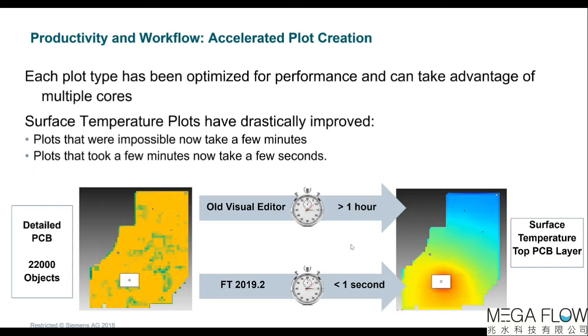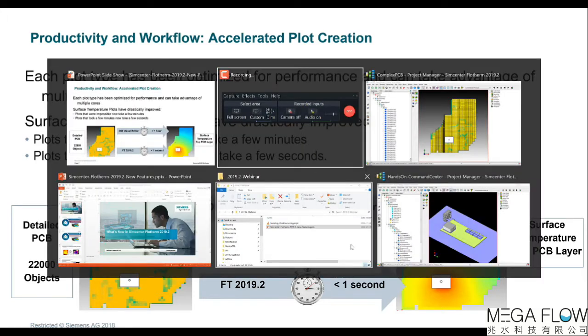The example that I have on screen is probably the best performance improvement that we've observed so far. What we're looking at is a Flotherm model, a detailed printed circuit board. This was created using the FlowEDA bridge module to create a material map based on the routing on the top layer. FlowEDA bridge created a model of this board that had over 22,000 objects. To create a surface temperature plot of the top layer in the old visual editor took over an hour, and in 2019.2 it took less than 1 second. So a tremendous speed up.